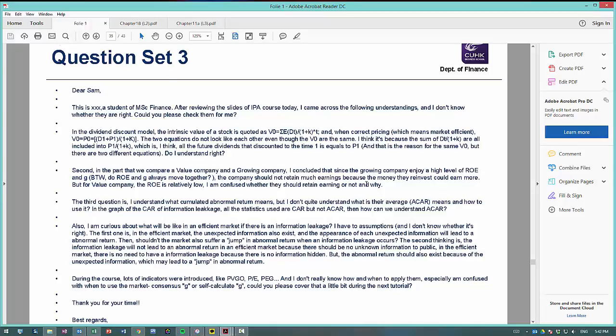I'm confused whether they should retain earnings or not. Okay, actually I can answer this question in a slightly different way, by addressing perhaps the last part of your question set, the last paragraph. During the course, lots of indicators were introduced, like PVGO, PE, PEG. I don't really know how and when to apply them. Especially, I'm confused when to use the market consensus G or self-calculate G. Can you please cover a little bit during the next tutorial? Well, I'm going to try and do that here.